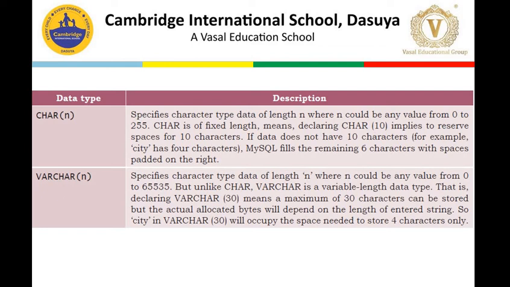This specifies character data type of length n, where n could be any number from 0 to 65,535. But unlike character, varchar is a variable length data type. That is, declaring varchar 30 means a maximum of 30 characters can be stored, but the actual allocated bytes will depend upon the length of the entered string. So if we enter a small string, let's say of 5 characters, it will occupy only 5 bytes. And if it is of 30, then it can consume 30 bytes also. So students, varchar we use where we have variable length, character we use where we have fixed length.